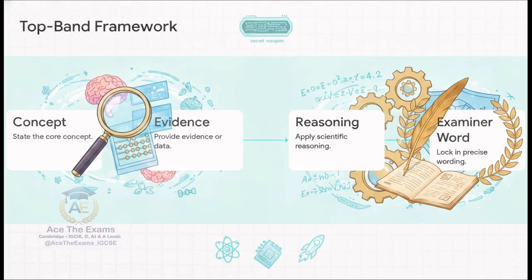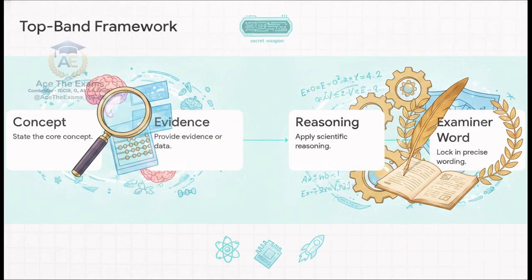Here is the ultimate top-band framework. Step 1. State the concept. Step 2. Provide the evidence or data, like that specific ionic radii ratio we talked about. Step 3. Apply the scientific reasoning. That means explaining the internal atomic mechanism detailing those electrostatic forces. And Step 4. Lock it all in with precise examiner wording. This is exactly how you turn a theoretical scattered understanding into a flawlessly structured exam paragraph.